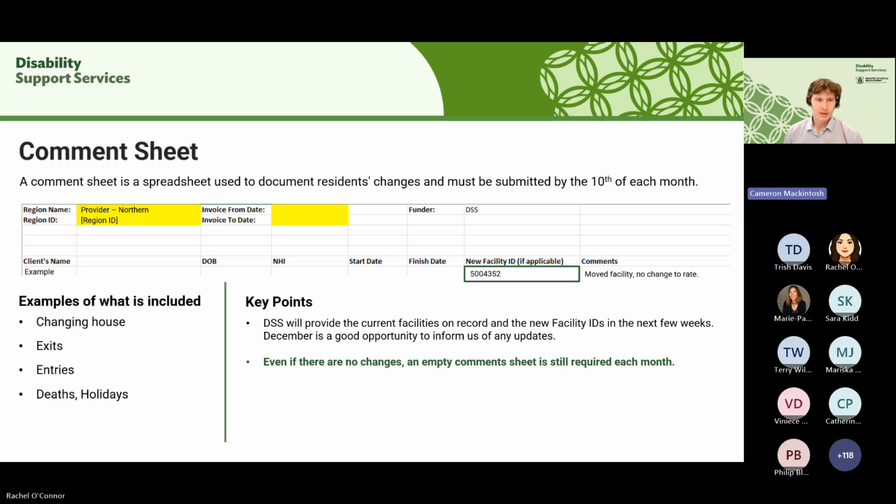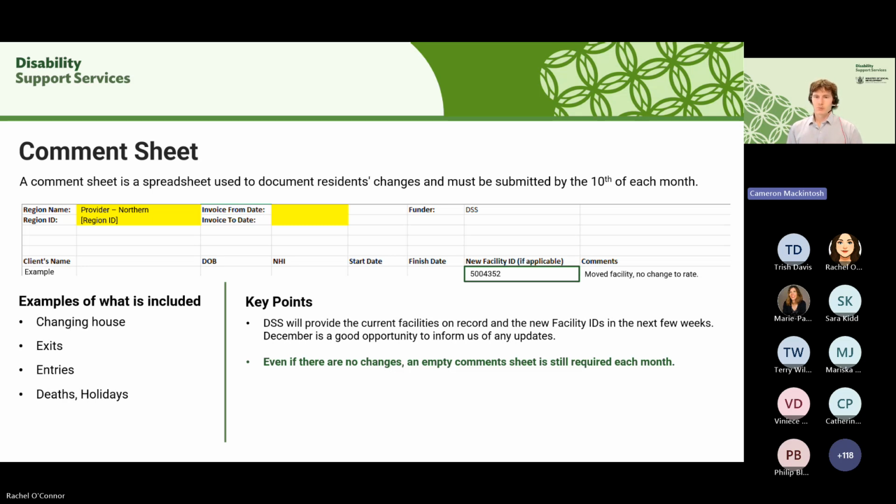Here's an example of what the comment sheet will look like. Again, not the prettiest Excel you've seen, but an important one. In the top left, you'd have your provider name and region, your region ID, and then we've done an example here of an example person with a new facility ID.